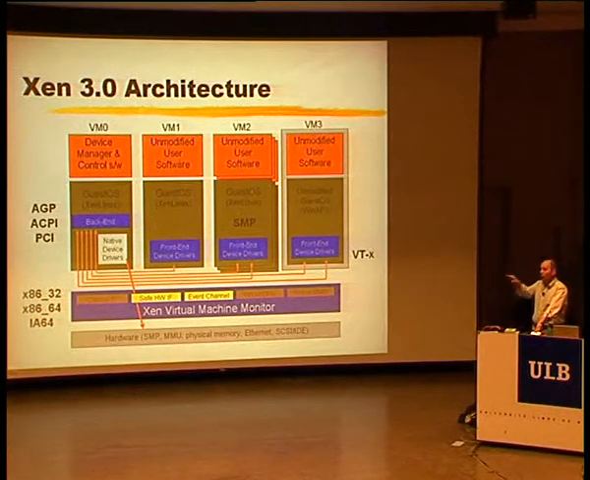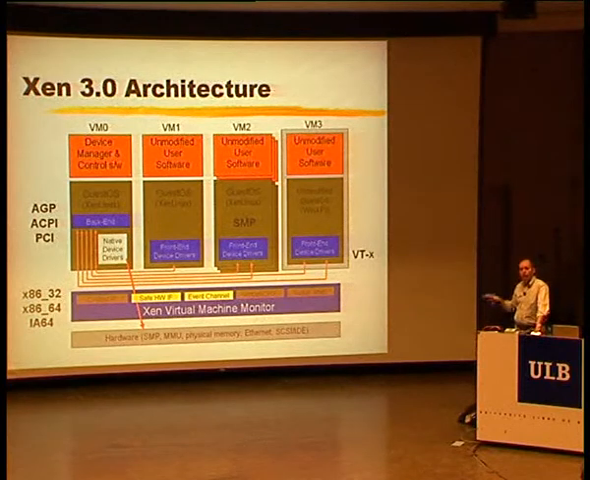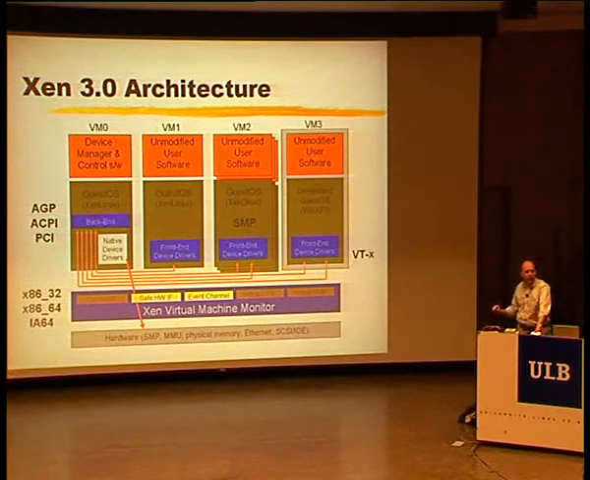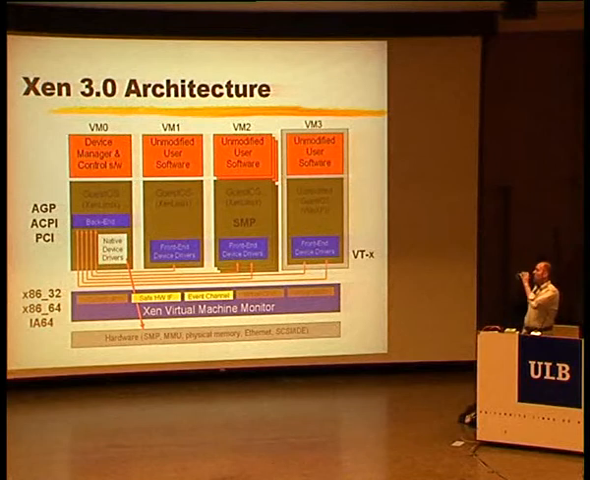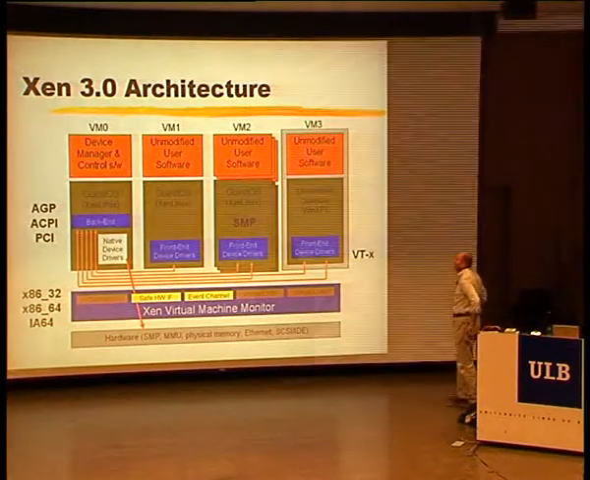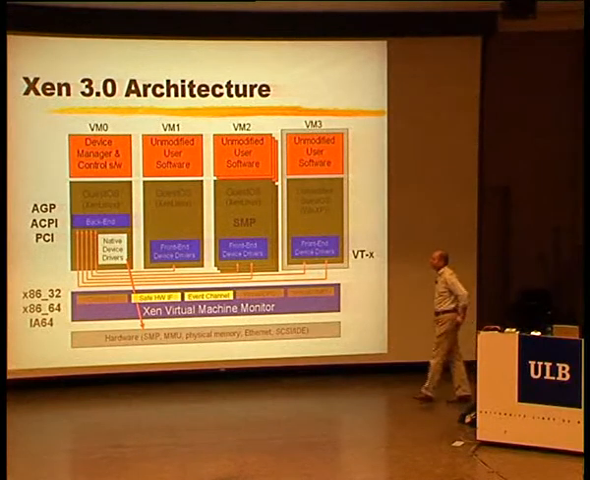So we have this thin layer where we try and keep it as small as possible and just put the bare minimum we need in there to provide the protection and multiplexing between the different virtual machines running above. So we really try and keep it as thin as possible so that we can do close inspection of it and hopefully avoid any security problems. Everything else we try and push above the line into virtual machines.